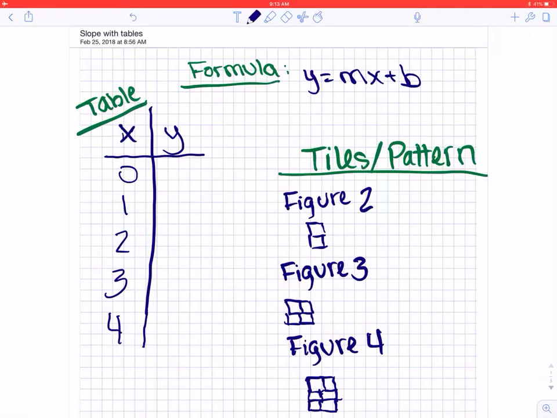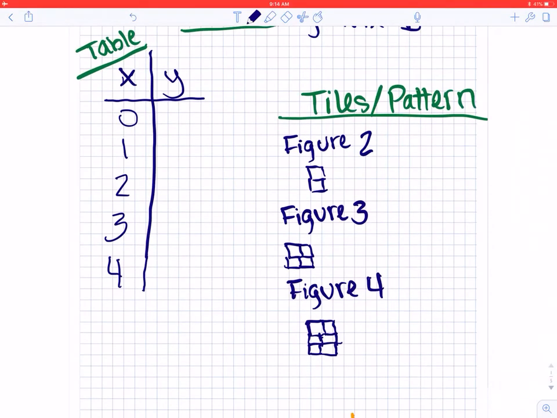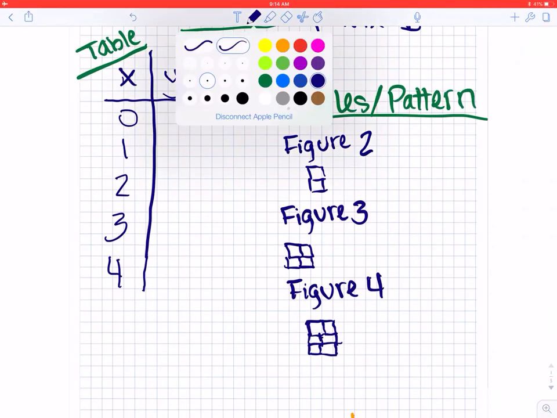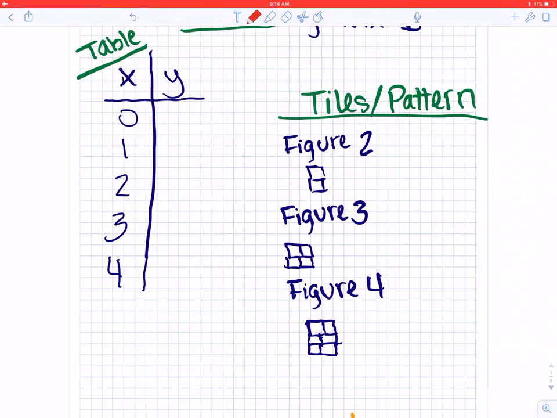Another way that we can be asked to solve for slope or find the slope or create a formula is through tables and tile patterns. So the first thing I like to look at is my tile pattern, and I'm looking for a pattern. So I have 2 tiles, so I'm going to write the number 2 here. Here I have 4 tiles, so I'm going to write the number 4. And here I have 6 tiles, so I'm going to write the number 6.